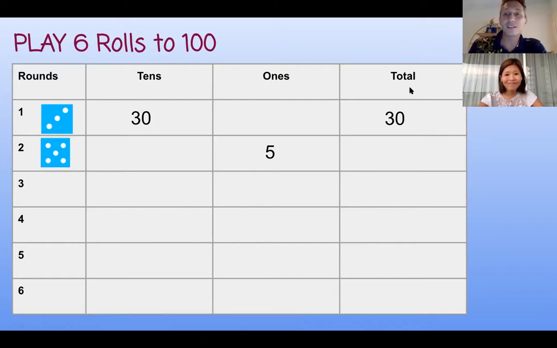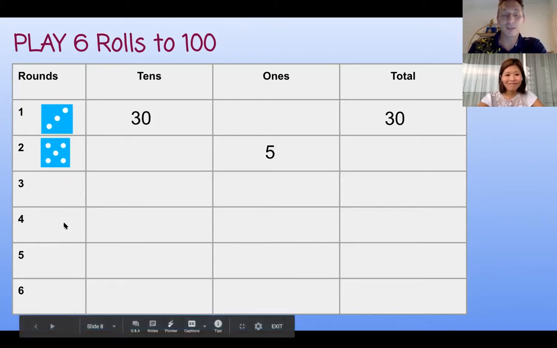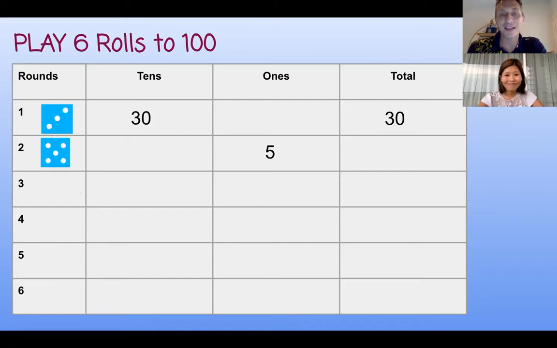And you're going to continue with the interactive dice roller, and you get to play on your own. Remember, try not to go over 100, but try to get as close as you can. Have a fun activity, fun math lesson today.